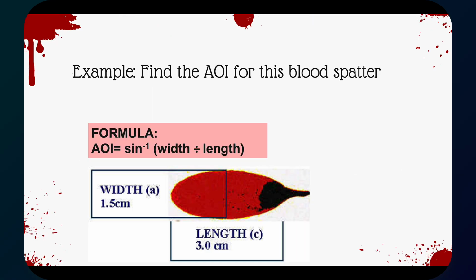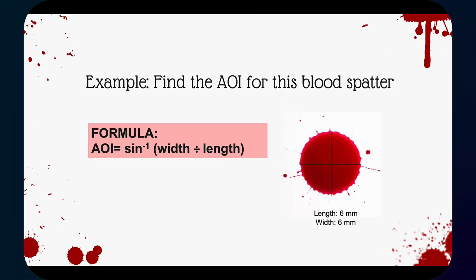So let's calculate the angle of impact for this blood spatter. Our width is 1.5 centimeters. Our length is 3. We'll take 1.5 divided by 3, take the arcsine, and that will give us a 30-degree angle. That means it hit the surface at an angle of 30 degrees. Here's another one. Our length is 6 millimeters, our width is 6 millimeters. We divide that, we're going to get 1. You take the arcsine of that, which gives us 90 degrees.